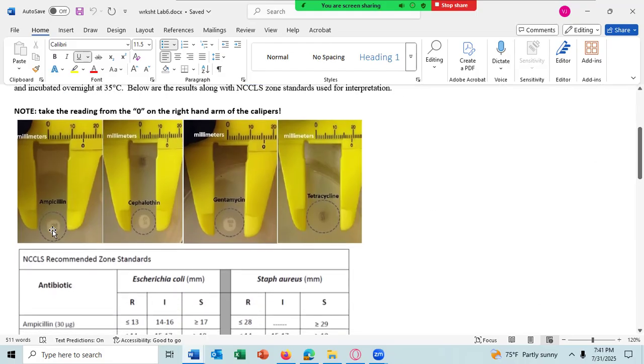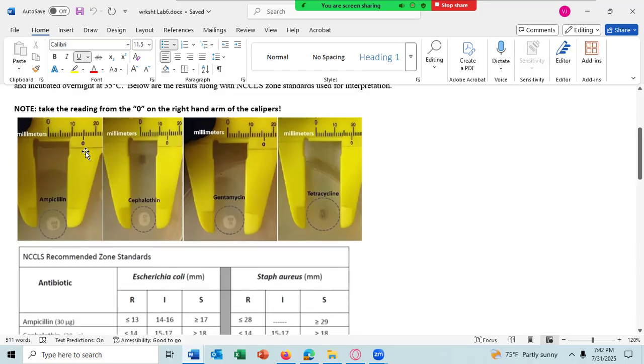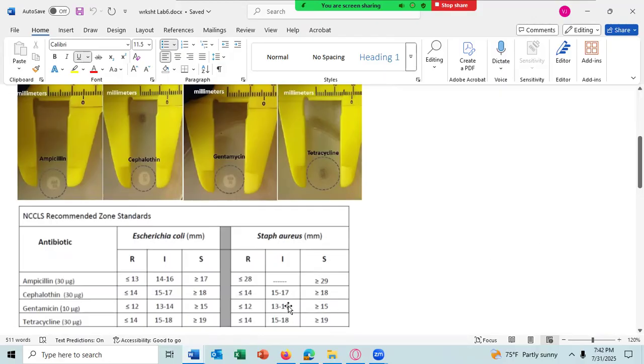For reading the calipers, you do not measure from here to there because this 0 isn't here. What you do is you read from this 0 to that 0. So for ampicillin, I'll do the first one for you. That looks like just a hair less than 15 millimeters for E. coli. And that we see is intermediate in the table of the NCCLS standards.